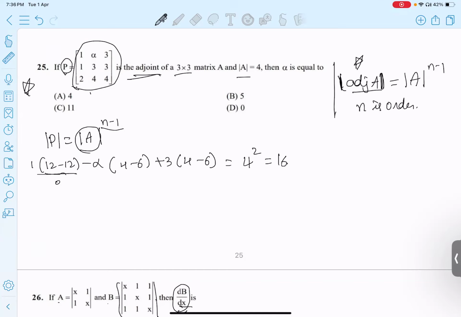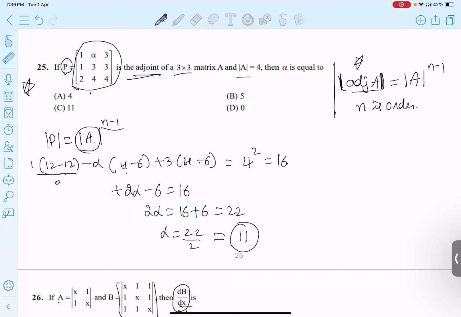This becomes 0. 4 minus 6 is minus 2. Minus of minus is a plus, 2 alpha. 4 minus 6 is minus 2. 2 into minus 3 is minus 6, equal to 16. 2 alpha will be 16 plus 6, that is 22. Alpha will be 22 by 2, which gives you 11. So 11 is the value of alpha.